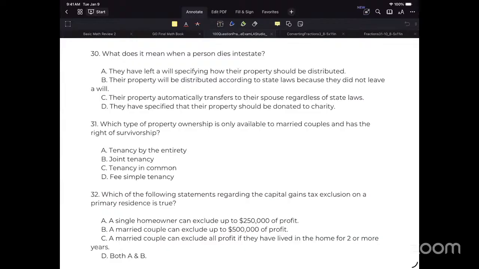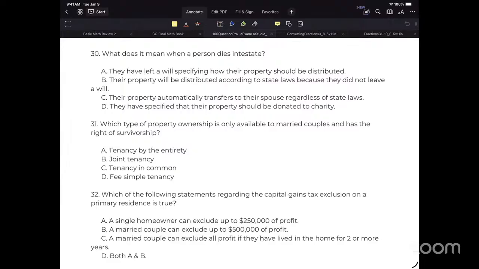So here we go. Number 30. What does it mean when a person dies intestate? Ooh, we like this word, one of my favorites. What does it mean when a person dies intestate? Does it mean A, they have left a will specifying how their property should be distributed? B, their property will be distributed according to state laws because they did not leave a will? C, their property automatically transfers to their spouse regardless of state laws? Or D, they have specified that their property should be donated to charity?